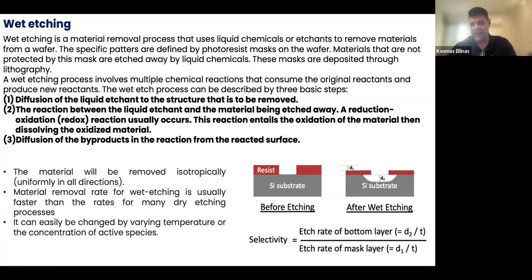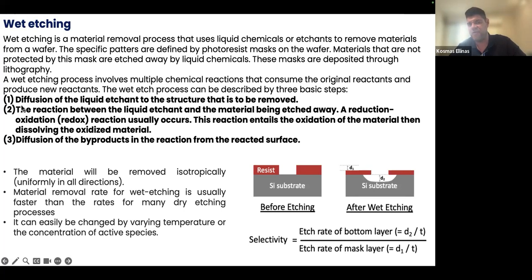Starting with the wet etching techniques, if we have a material like this, we have already patterned our resist using a lithography technique, and we are trying to dig inside the substrate. So the removal of the material of the substrate will be done in wet etching using a liquid chemical or an etchant. A wet etching process is usually isotropic, and it contains three basic steps.